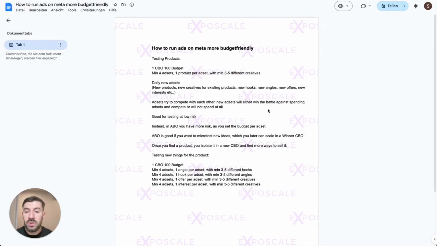I'm not telling you that the old way of Meta doesn't work anymore, but it is definitely very important to have diversification in the ad account. That's basically it. Nothing too complicated, but very budget friendly, very good if you're tight on budget.